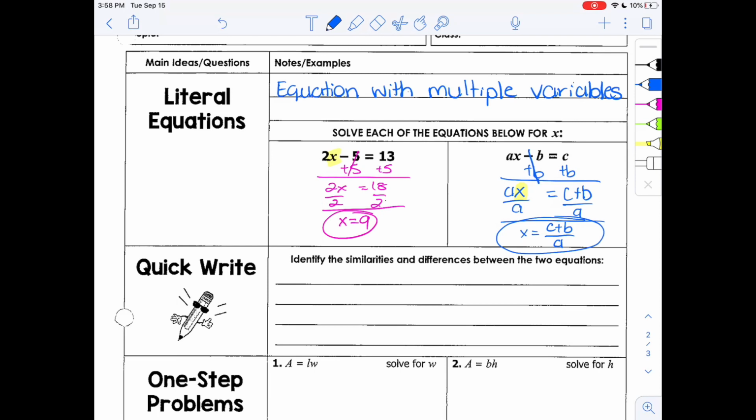So what I want you to do is pause the video and compare these two problems on the right and on the left, and just make a few notes in the space about what you noticed that was similar and about what you noticed was different. Go ahead and pause the video and write your thoughts down.